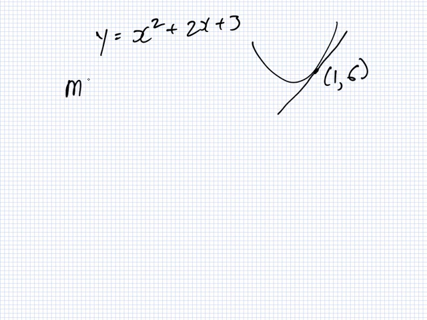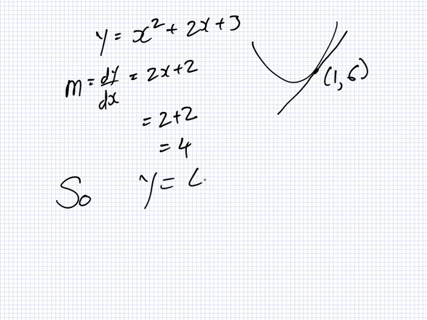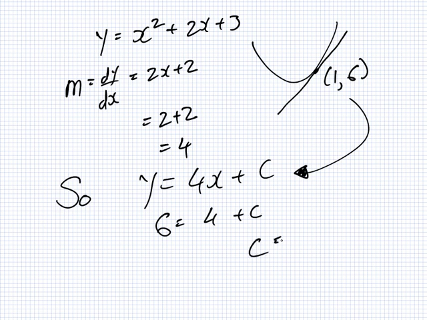So I know m equals dy/dx, which will equal 2x plus 2, which will equal 2 plus 2, which will be 4. So y equals 4x plus c. Putting that in, I get 6 equals 4 plus c, so c equals 2. So I have my tangent line, y equals 4x plus 2. Much easier than the previous method, and more flexible, because we can use it now for any type of graph.